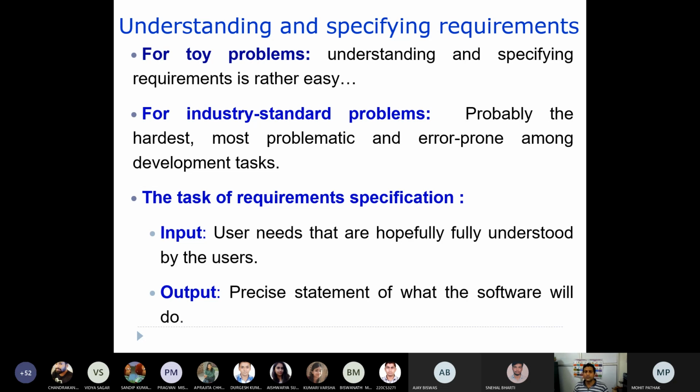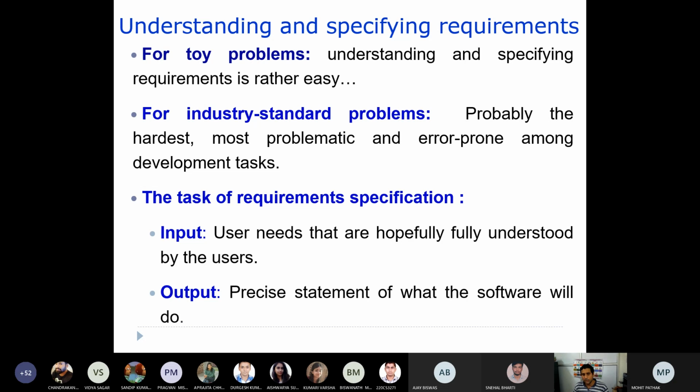Usually, the user should understand their needs, what they actually want from the system. User needs will be given as an input, and the output will be a very precise statement of what the software will do, what different services the software will provide to the customer. So this is a very precise statement. That is what requirement specification is all about.